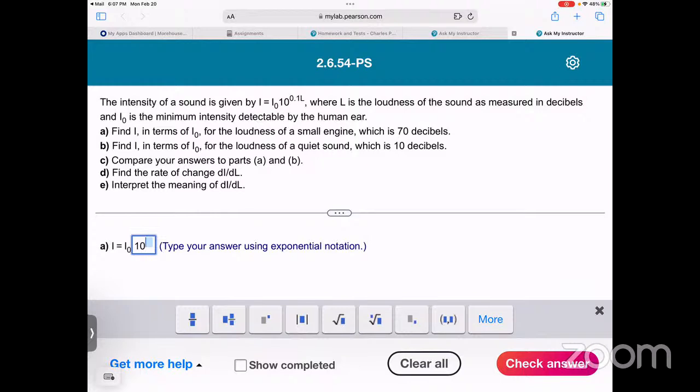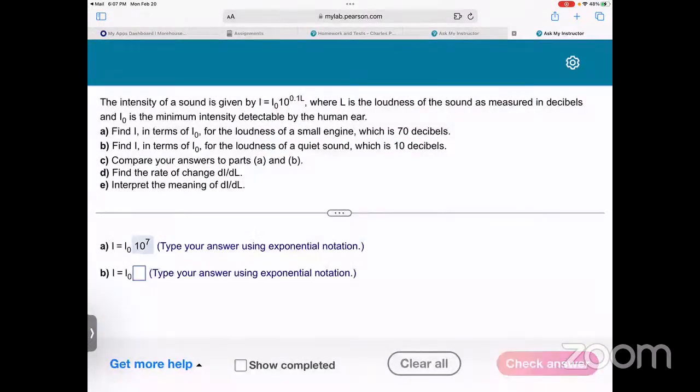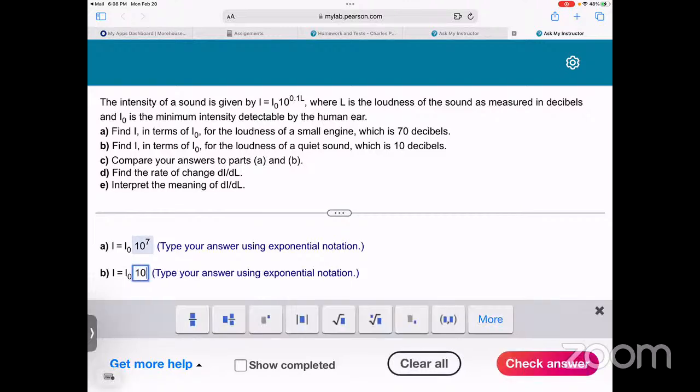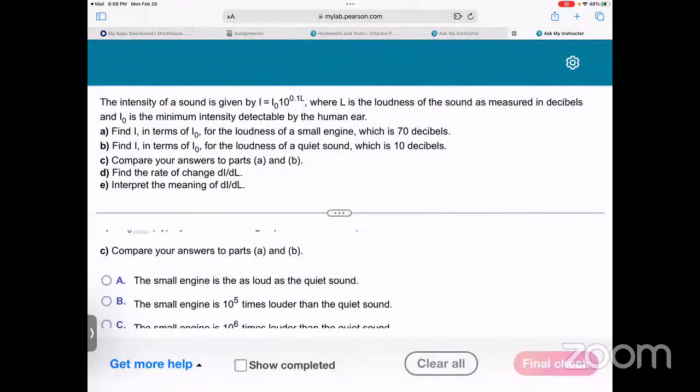So then part B. Again, these questions come from a student who had these questions in the homework. Find I in terms of I naught for the loudness of a quiet sound, which is 10 decibels, right? So if we let L be 10, 0.1 times 10 is 1, so then that's just going to be 10 to the power of 1, which is just 10, okay? It says compare your answers from part A and B. The intensity of a sound. So the small engine is as loud as the quiet. What? No, that doesn't even make any sense. The small engine is 10 to the power of 5 times louder than the quiet sound.